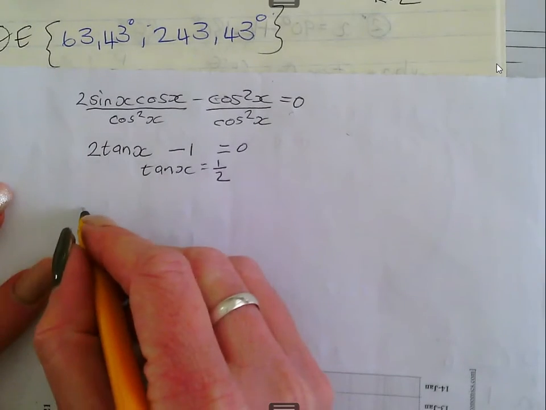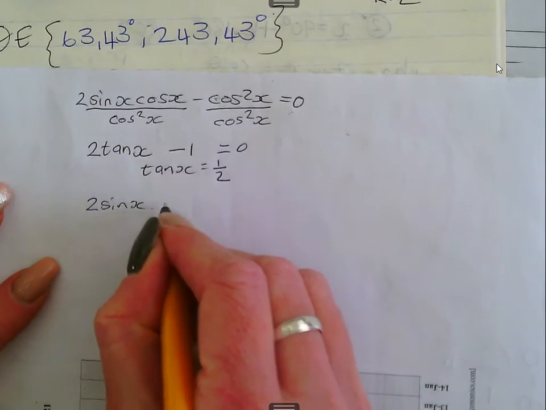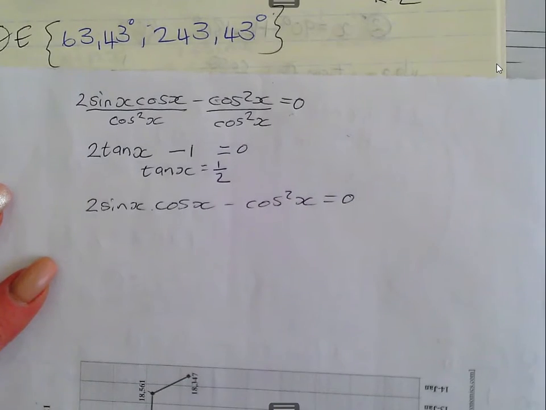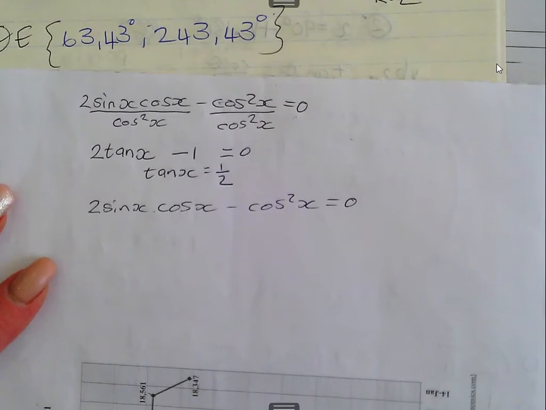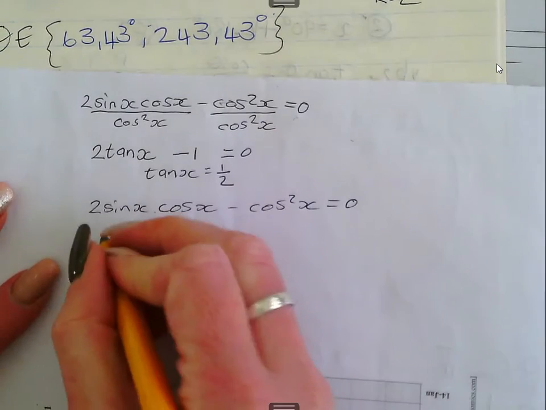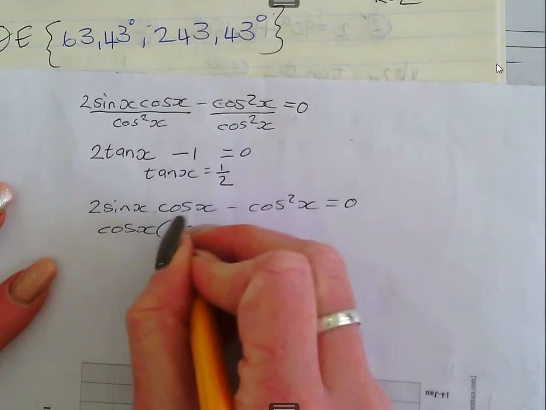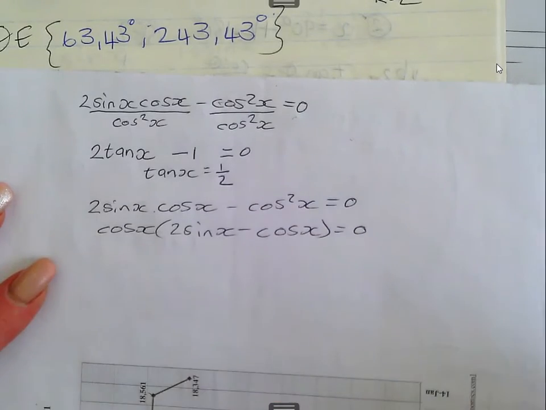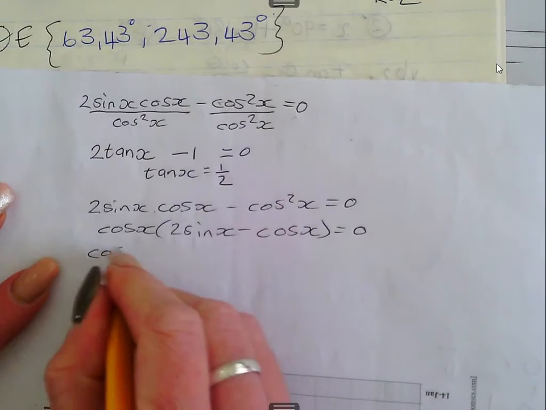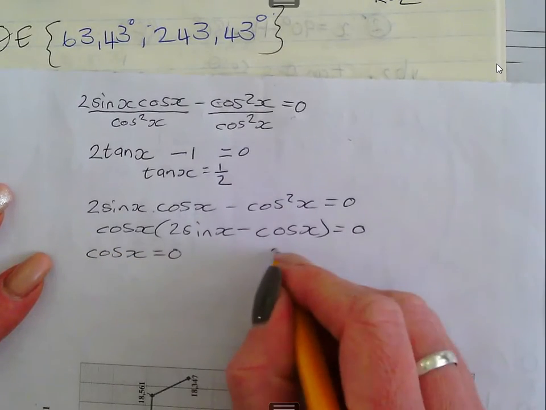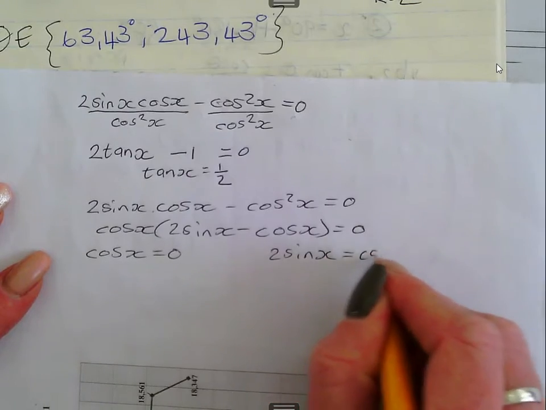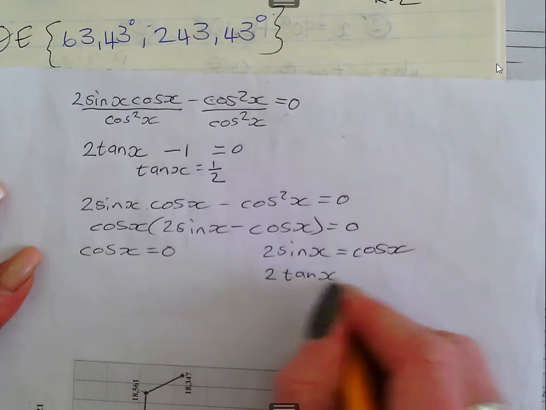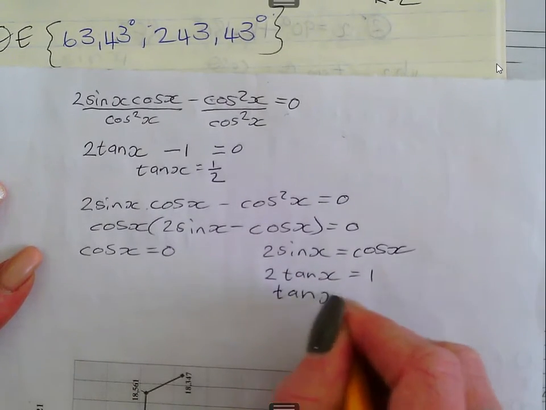Second plan. 2 sin x cos x minus cos square x equal to 0 is to take out something in common. Okay, do you see it? It is there. So when I take out the cos x, what I'm left with is 2 sin x minus cos x equal to 0. So my one answer is cos x equal to 0. My other answer is 2 sin x equal to cos x. And then I divide both with cos. And then I have 2 tan x equal to 1, which is tan x equal to half.